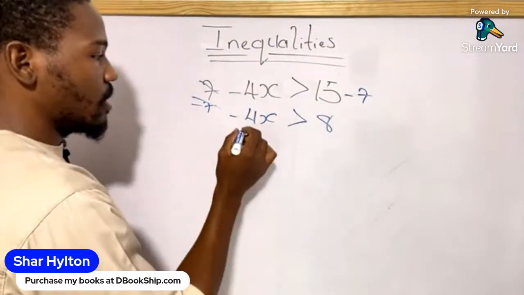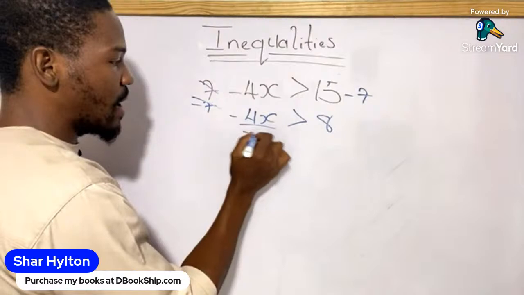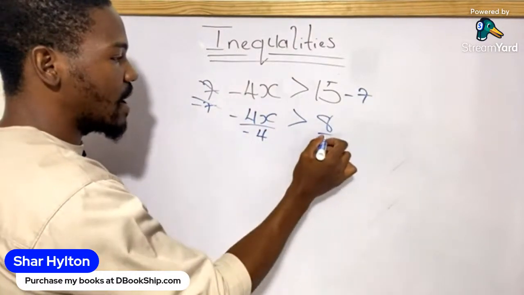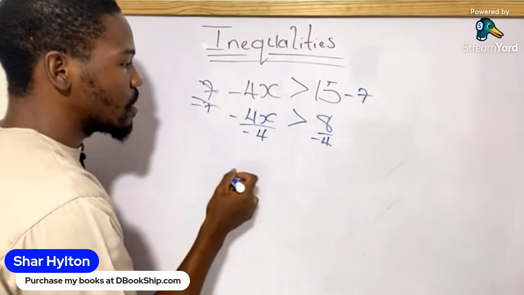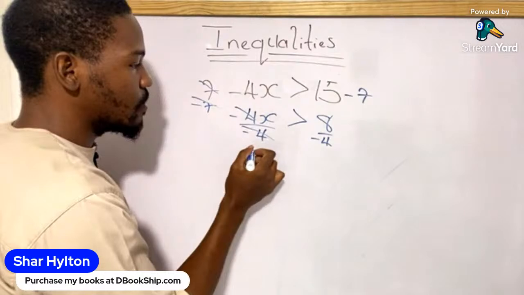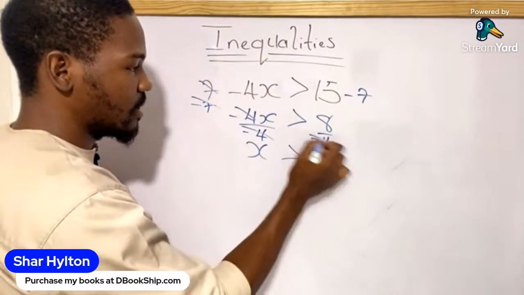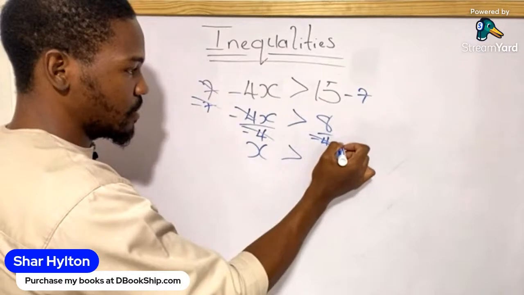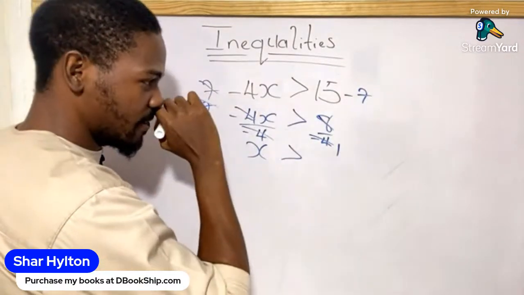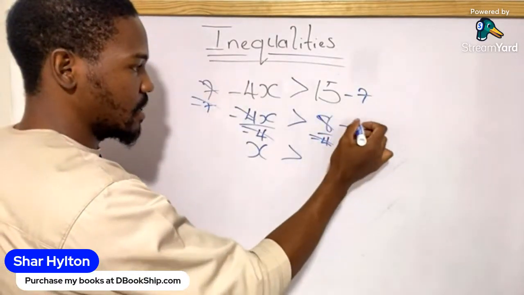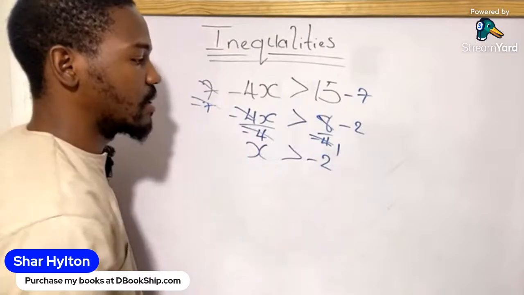Now, if I were to divide this by negative 4, I also have to divide this by negative 4. So the negative 4 is going to be cancelled out, and I'm left with x is greater than, and this would be 4 into 4 is 1, 4 into 8 is going to give me negative 2. So that would be negative 2.